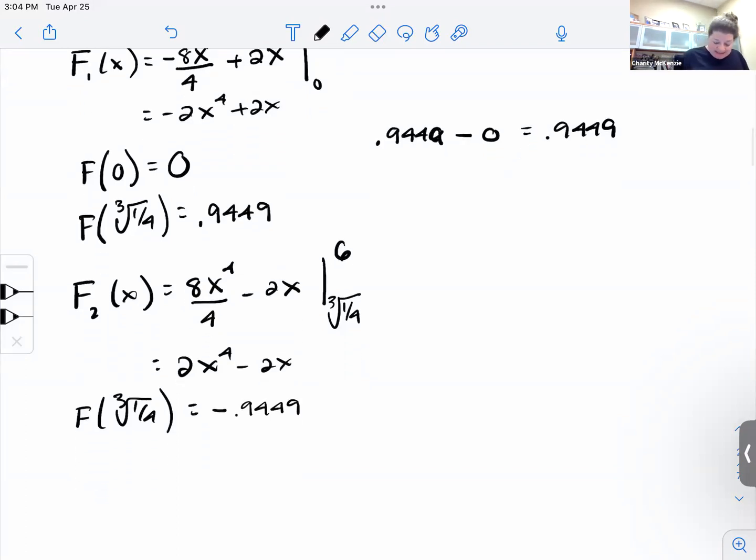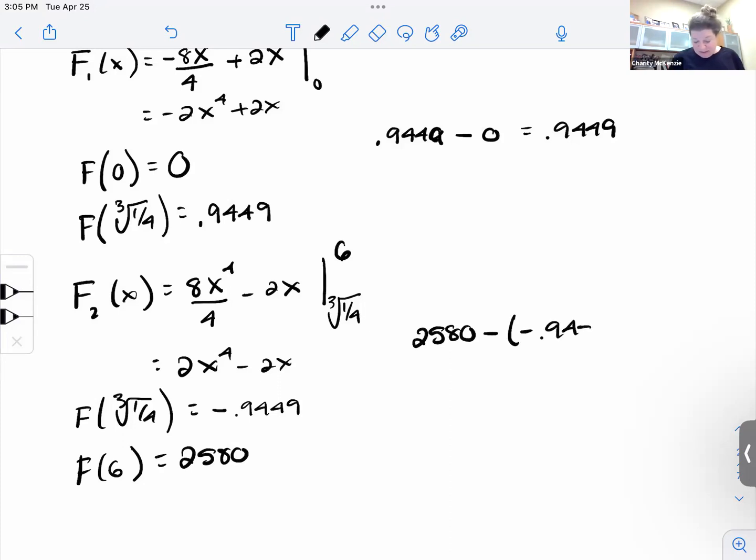And now we have to put in the 6. Darn it, it's not a 0, which was super easy, but we're just going to go 2 times 6 to the 4th power, minus 2 times 6, okay, is 2,580. So my top number is 2,580, and I'm going to minus off my bottom number, okay? And so that is going to end up being an addition, 0.9449. So I get a total of 2,580 point like 94.